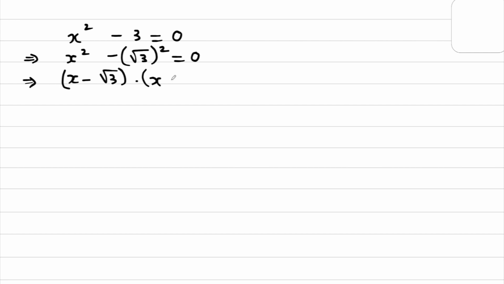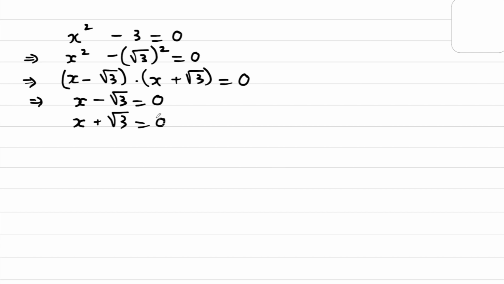You have x squared minus 3 equal to 0. You can rewrite this as x squared minus square root 3 squared, equal to 0. I have an equation in the difference of squares form, and then you get two brackets. The first one is subtraction and the next one is addition, equal to 0. So x minus square root 3 equal to 0, and x plus square root 3 equal to 0. That's it. So x equals square root 3 and x equals negative square root 3.